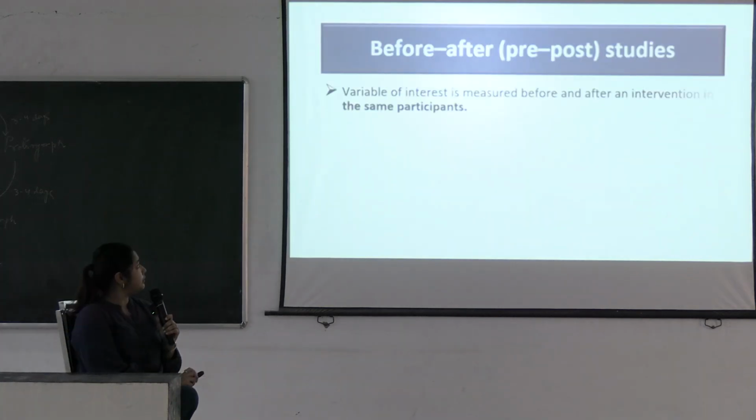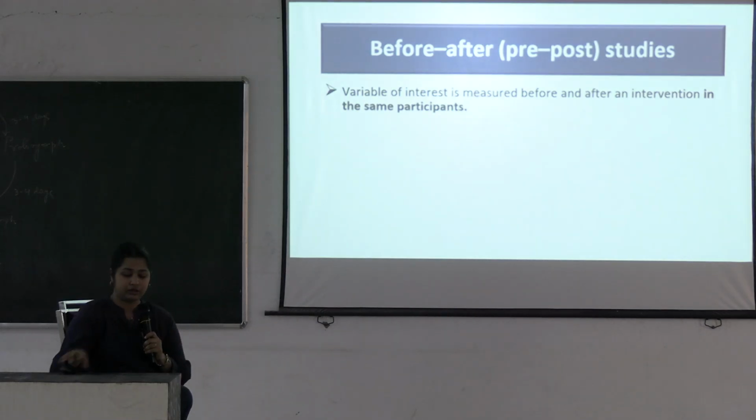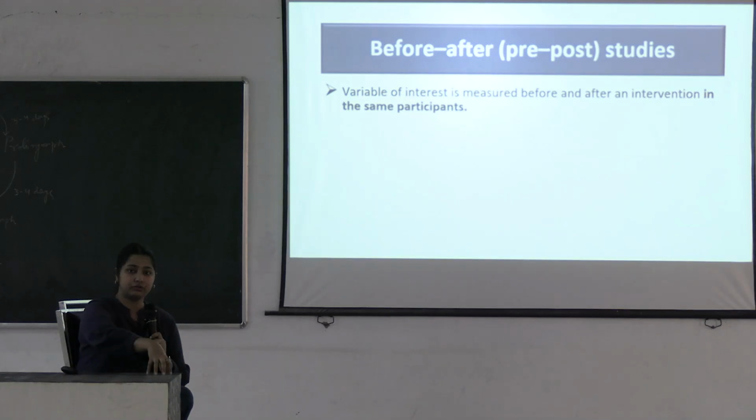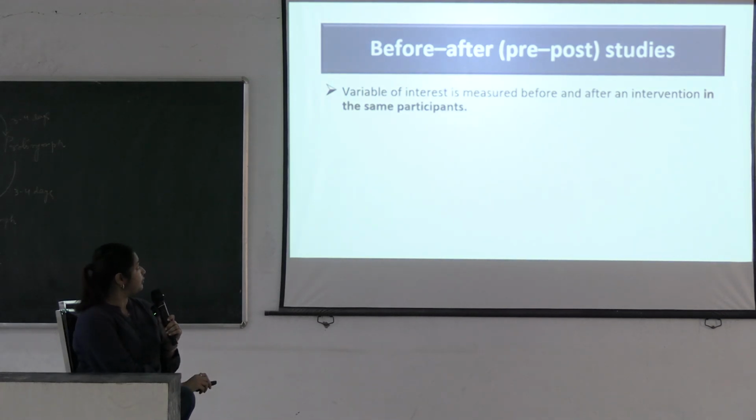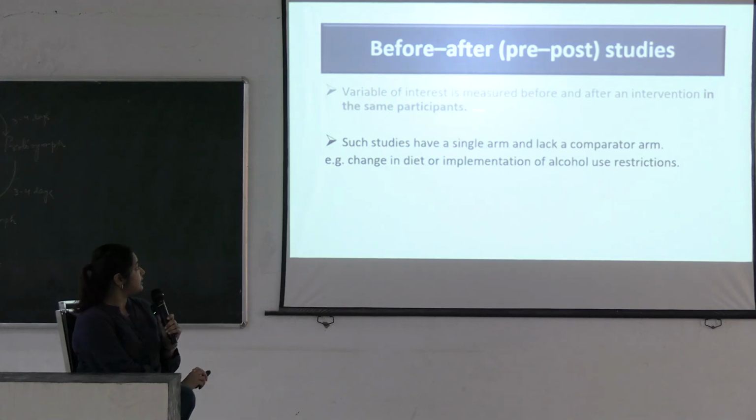And before-after or pre-post studies, the variable of interest is measured before and after an intervention in the same participants. It means there is a group of participants who are given a certain drug. So before the drug, what was the effect, and after the drug, what was the effect? So in before-after studies, you are doing it in the same group of persons. That is the before-after or pre-post studies. Such studies have a single arm and lack a comparator arm.